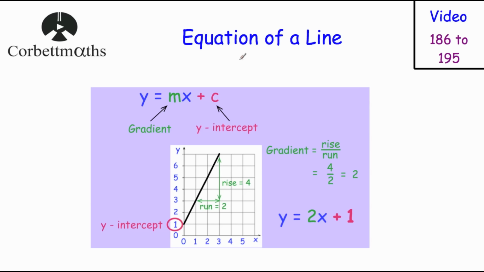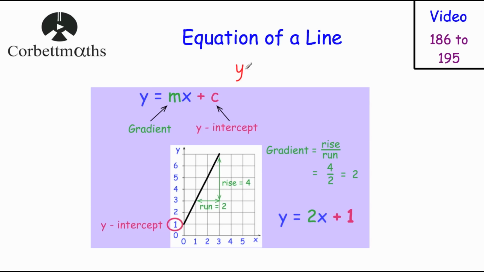So our next topic is looking at the equation of a line. In M1, we looked at how to draw straight line graphs. In M2, we've looked at how to find the gradient, and we've looked at the y-intercept as well. Now what we're going to do is put it together to look at the equation of a line. So the equation of a line is in the form y equals mx plus c.